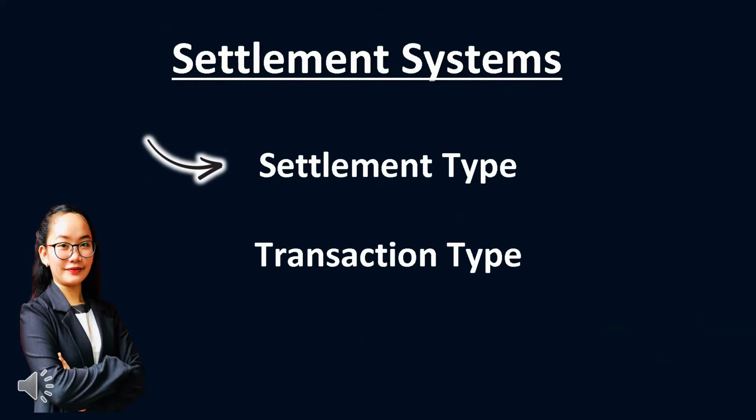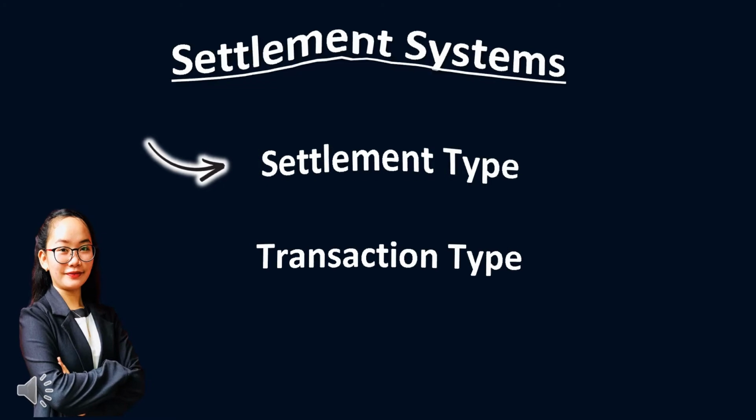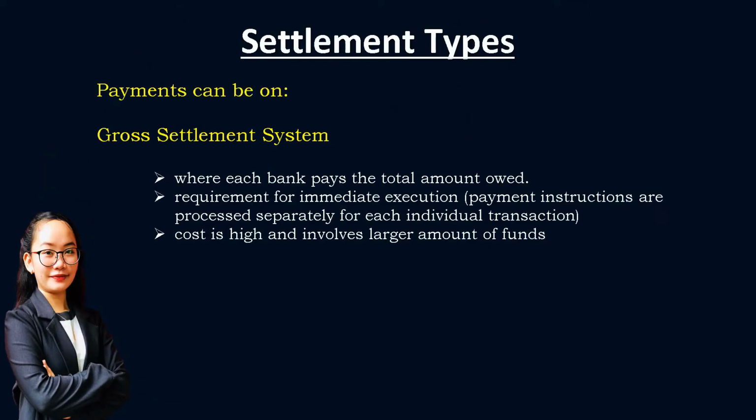There are two types of clearing and settlement systems. First is the settlement types. Payments can be on a gross basis, where each bank pays the total amount owed. Payments handled through a gross settlement system are more likely to require immediate execution, where payment instructions are processed separately for each individual transaction. The cost of gross settlement transactions is high, so individual transactions running through these systems tend to involve larger amounts of funds or be very time sensitive.